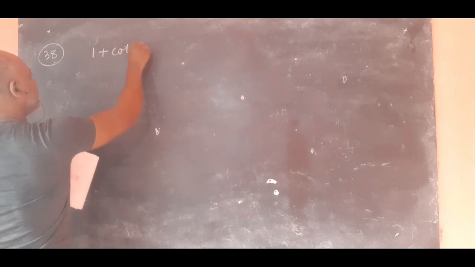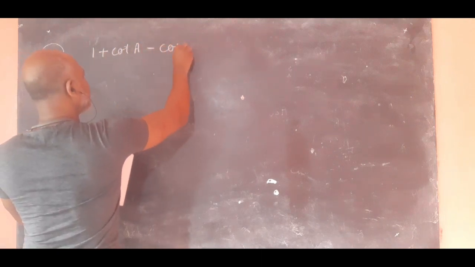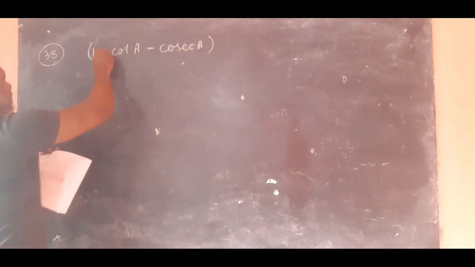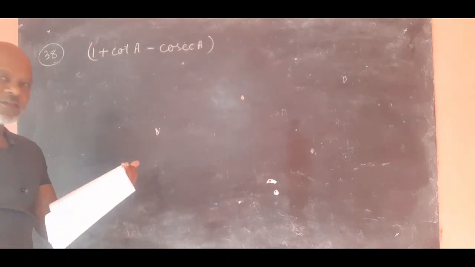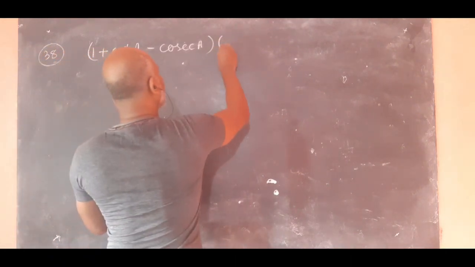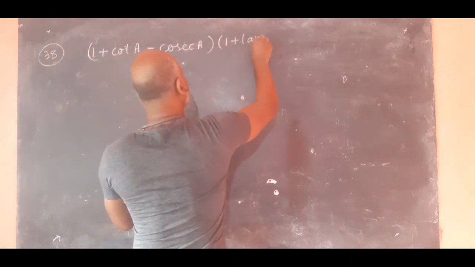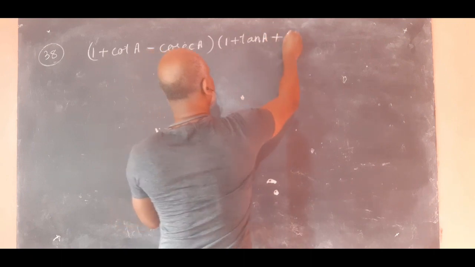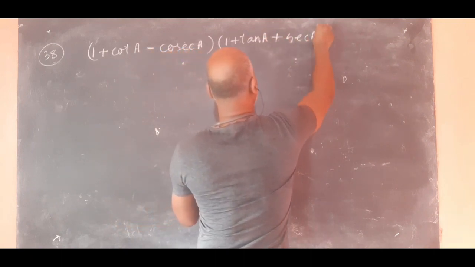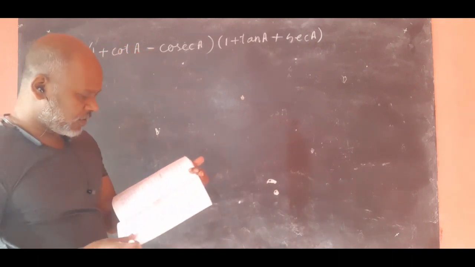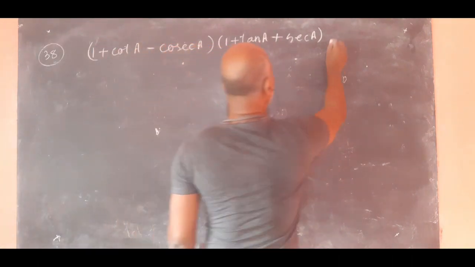So question 38 is (1 plus cot A minus cosec A) and (1 plus tan A plus sec A) is equal to, we have to prove it as 2.